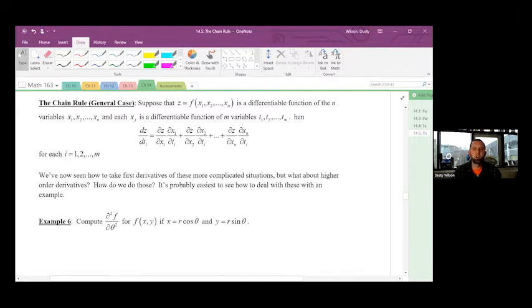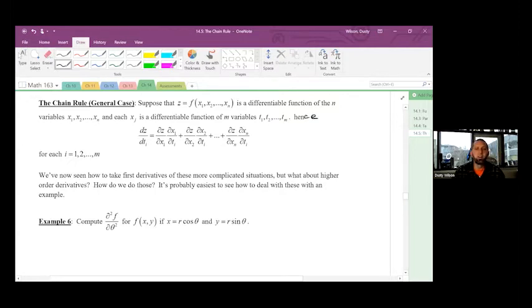The chain rule, general case. Suppose that z equals f of x1, x2, through xn, and is a differentiable function of the n variables x1, x2, through xn, and that each xj is a differentiable function of m variables t1, t2, through tm.